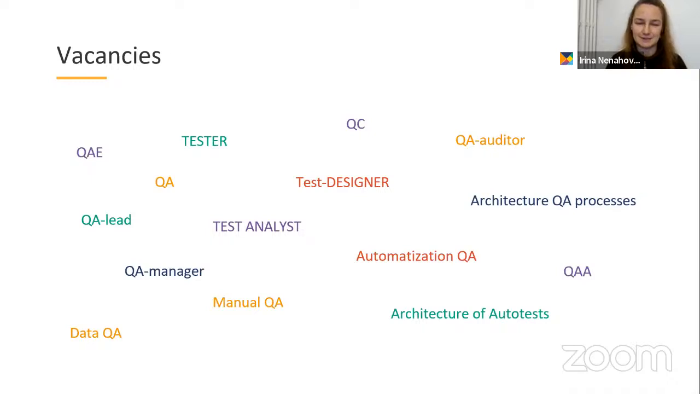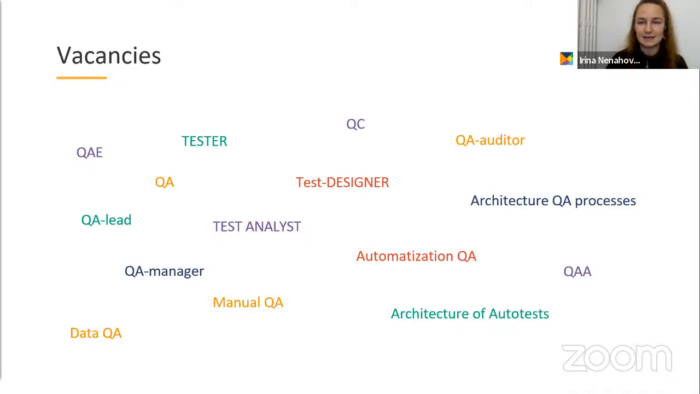But let me tell you at the beginning that projects are different, companies are different, and so the present list of activities and vacancy names may not match. So being QA is, first of all, being adaptable and able to correspond to the expectations. It's a very good quality of a very good QA engineer.